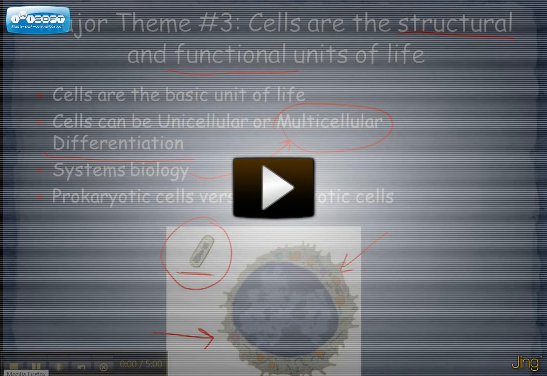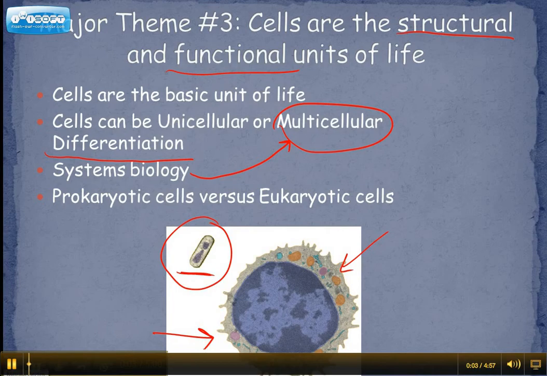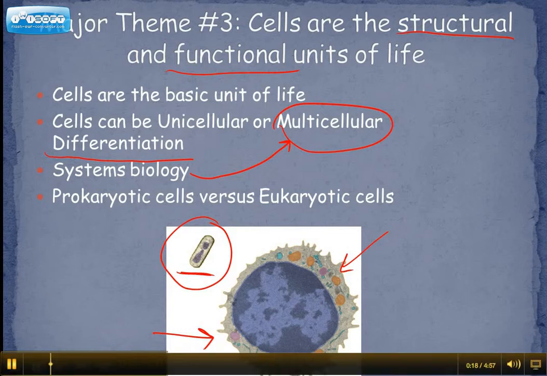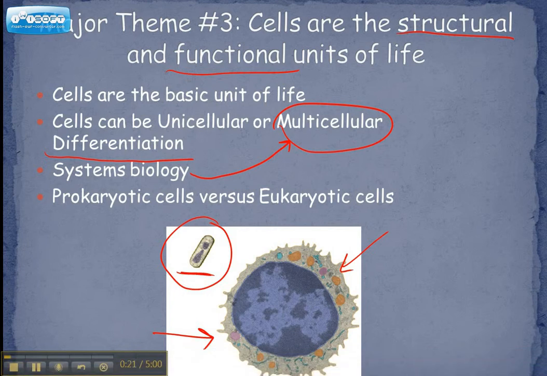So cells make tissues, tissues make organs, organs make systems, systems make organisms. That whole list of levels of organization of biology is only possible in multicellular organisms, not in unicellular organisms. Unicellular organisms don't go beyond the cellular level, but they're still alive because that's where the property of life emerges.